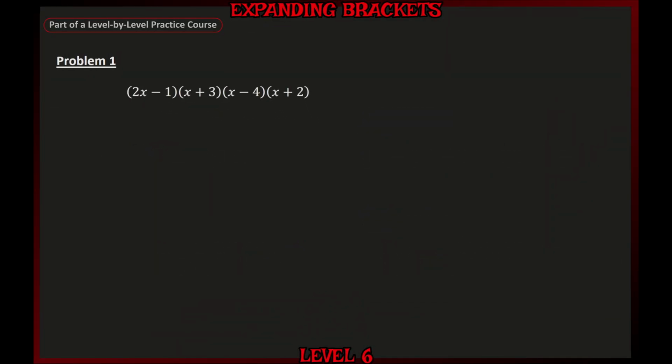In problem 1, we're expanding and simplifying the product of these four brackets. A nice way to approach this is to multiply together the first two brackets, then separately multiply together the last two brackets, simplify and multiply those results together.